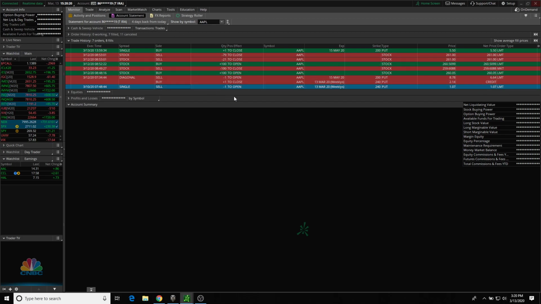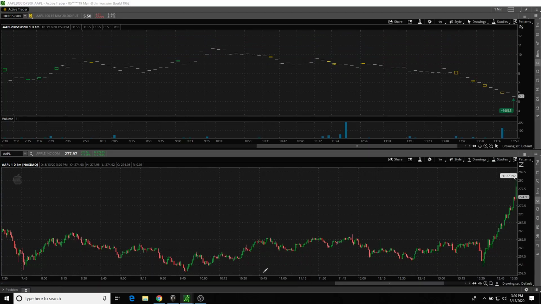I'll go ahead and show you the charts on this in case you're interested. The top chart here is the Apple 200 put for May 15th. This is the price chart for today for that particular option, and it's a 1 minute chart. Down below in the second chart is the Apple stock price for today and a 1 minute chart.